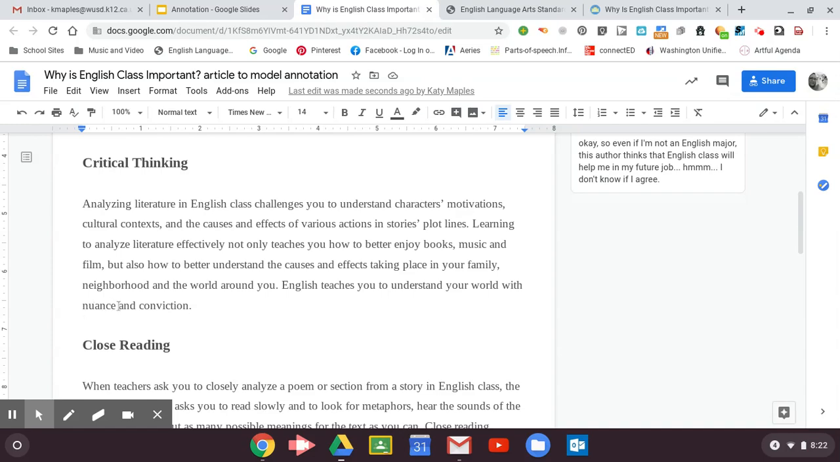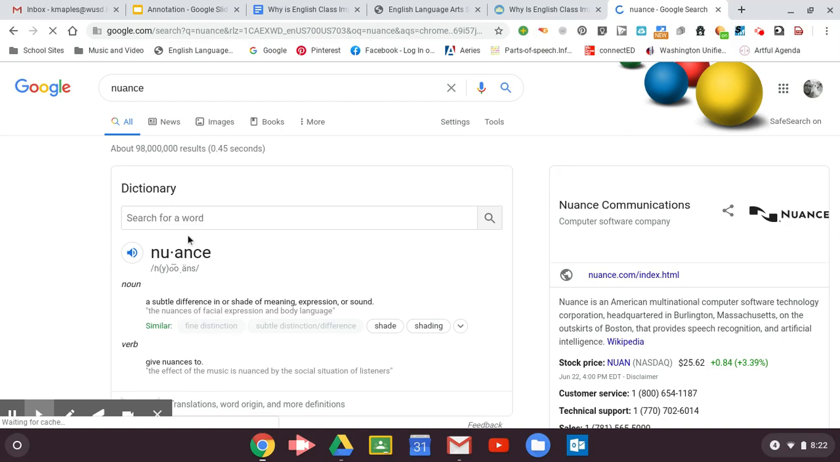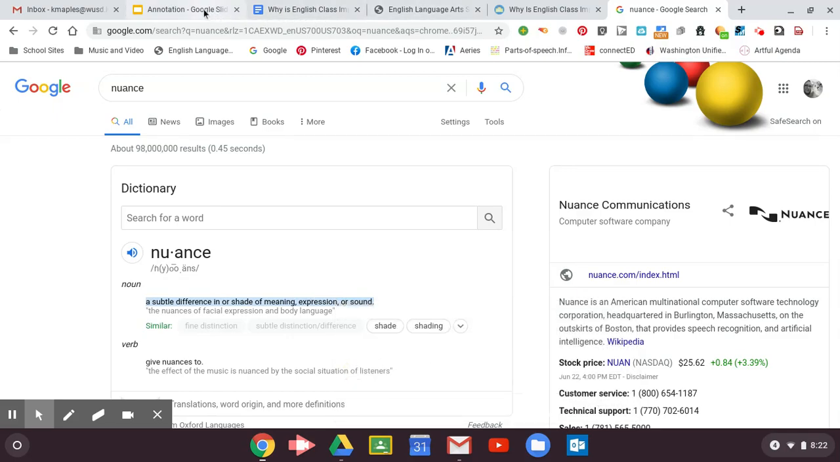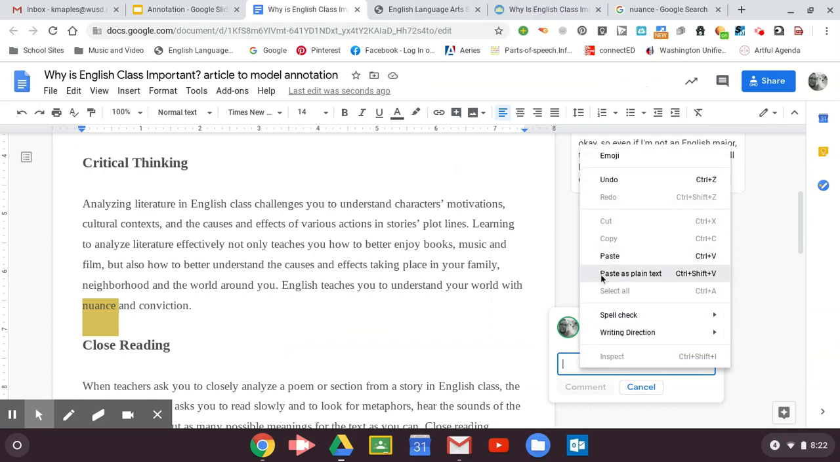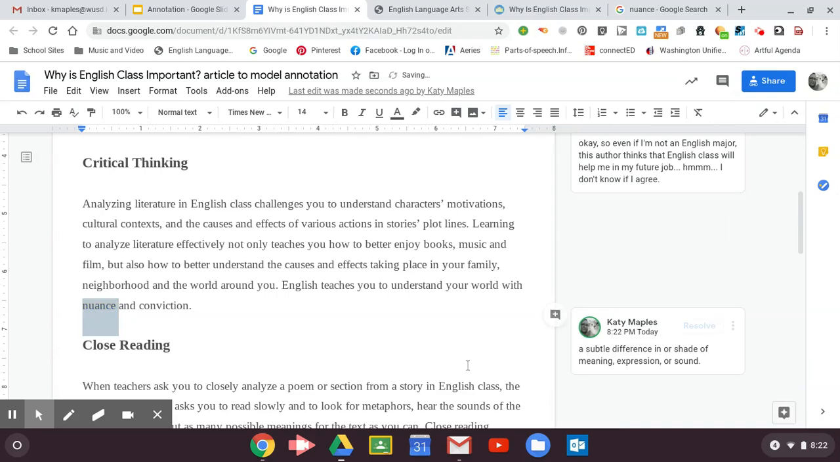Well, maybe you don't know what the word nuance means. So you can add a comment, and then let's go look it up. A nuance is a subtle difference or shade of meaning. So like a little difference, small things. We can go back to our article and paste in that definition. Now you'll remember what that word means.